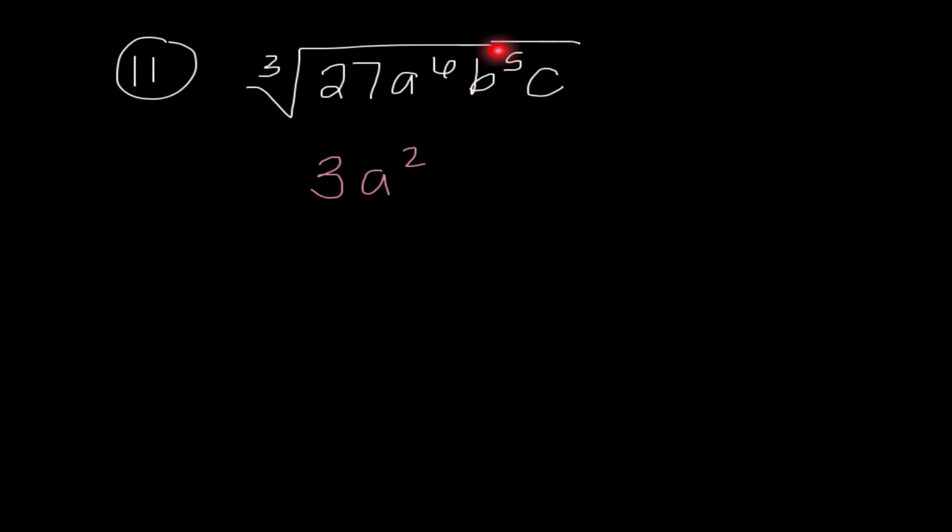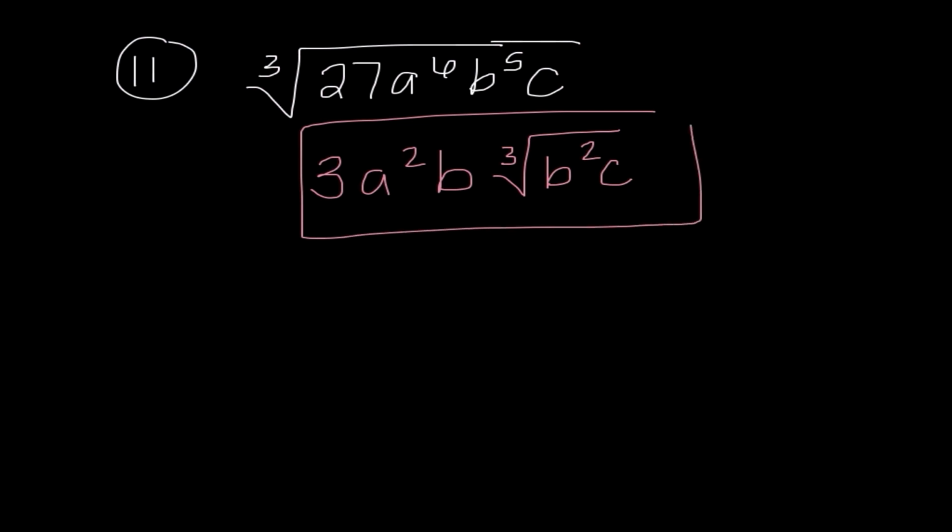Next, I'm looking at this b. How many groups of 3 do we have in b to the 5th? Well, this means I have 5 b's, so I do have one group of 3, and then I have 2 b's that are left over. So I need to have a b squared left inside my radical. Lastly, I'm looking at c, and I don't have any groups there, so c also needs to stay inside my radical.